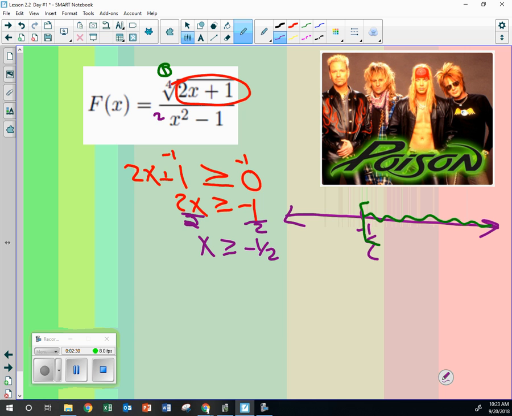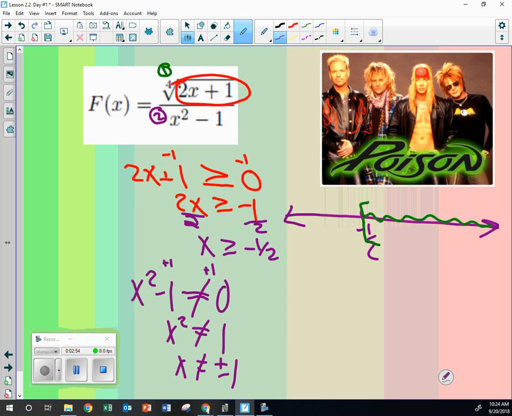The second thing we're going to do is look at x squared minus 1. It cannot be equal to 0. If it's equal to 0, it will be undefined because you can't divide by 0. So x squared is not equal to 1 because we add 1 to both sides. And x can't be plus or minus 1.